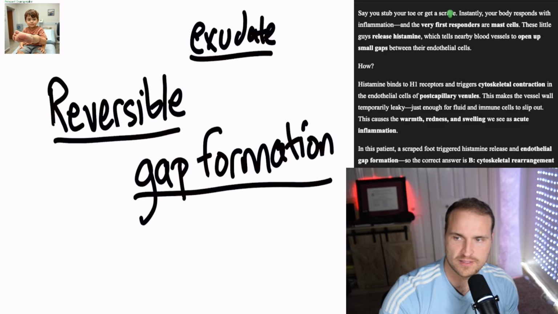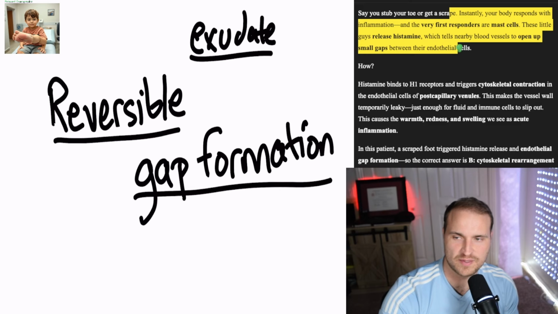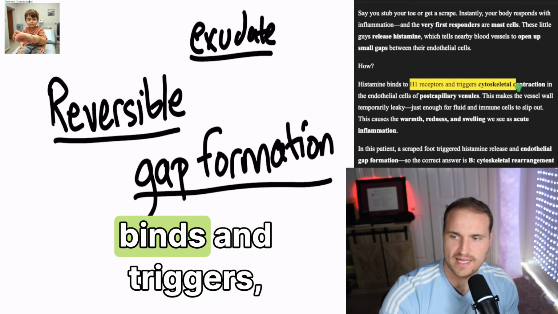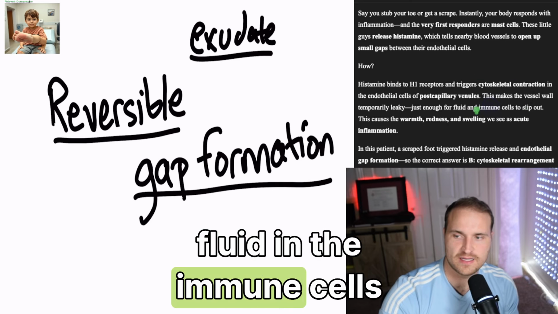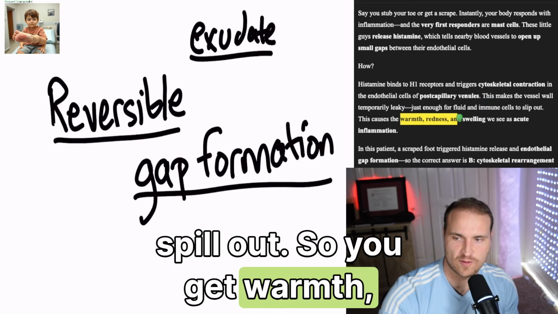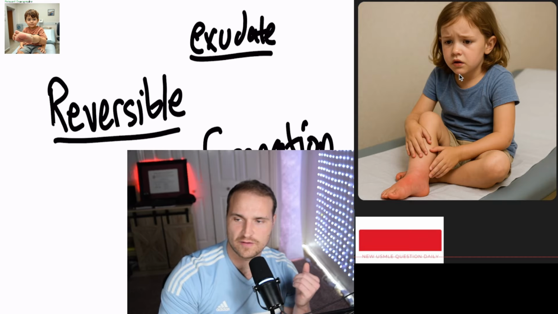All right, so you stub your toe, get a scrape. First responders are the mast cells, releasing histamine. Then it opens up the small gaps. Histamine binds and triggers cytoskeletal contraction, making the wall leaky. And then the fluid and the immune cells spill out, so you get warmth, redness, and swelling there. It's the endothelial gap formation. All right, so there's an example of our little patient.